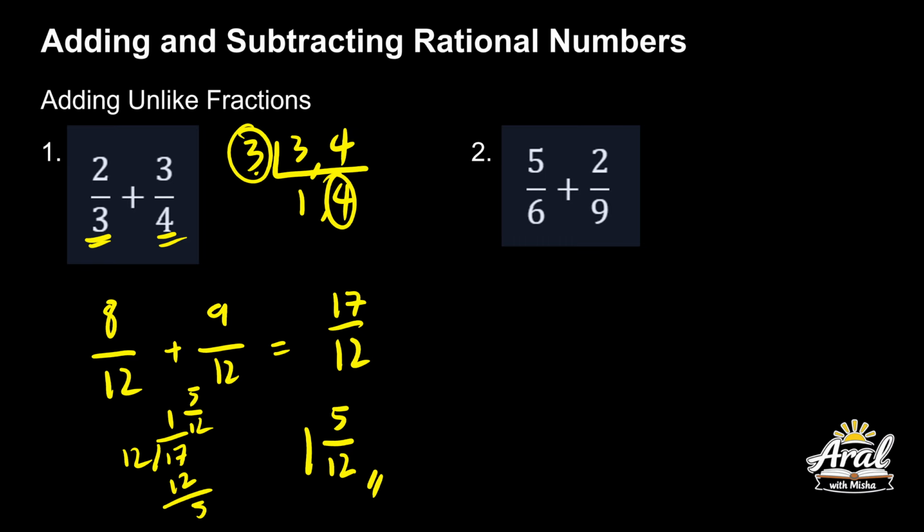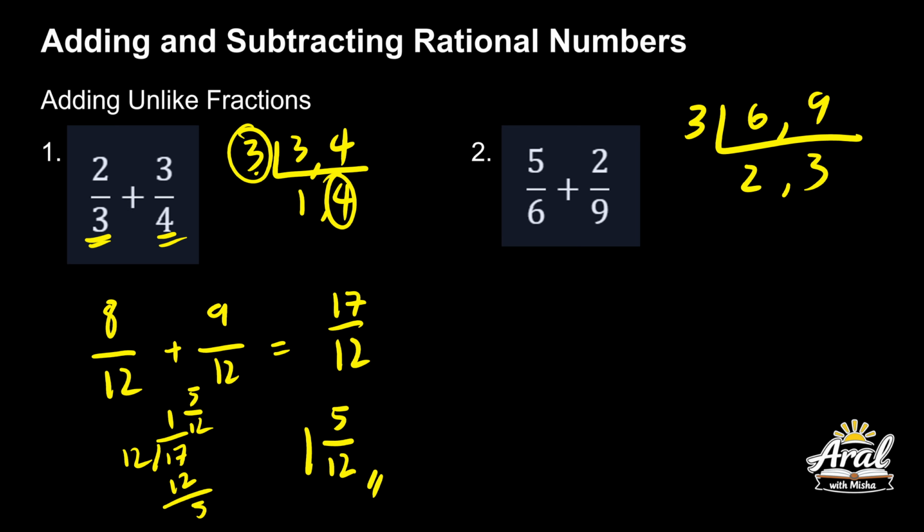Okay? So, 6 and 9, unang gawin natin is LCM yan, least common multiple. 6 and 9. May common factor ba? Yes, you have. That's actually 3. 3 times 2, that's 6. And 3 times 3, 9.